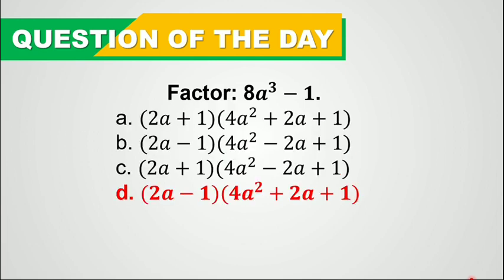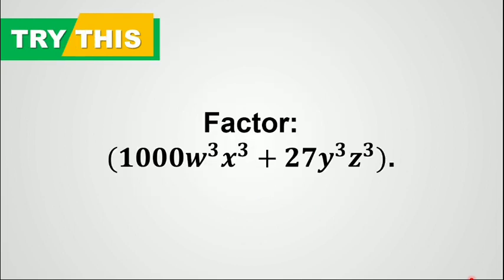That's letter D, alright? Now this time, try this one. So try to factor 1000 w cubed x cubed plus 27y cubed z cubed.